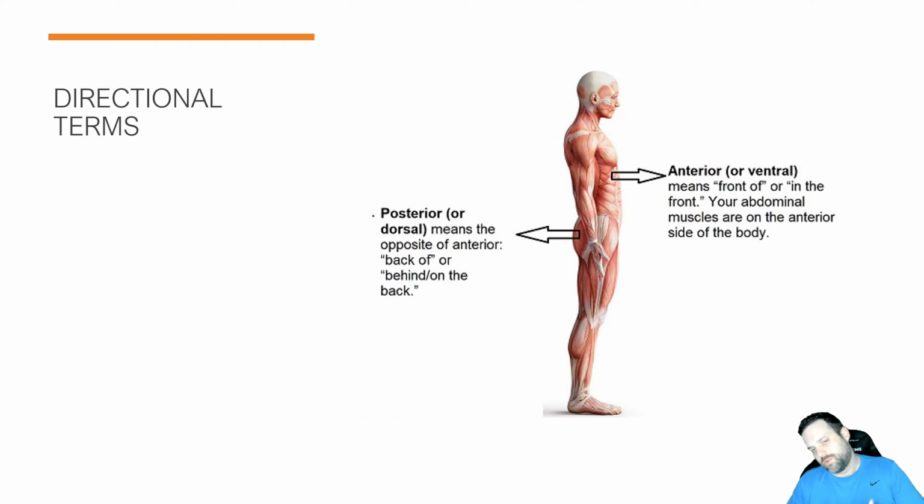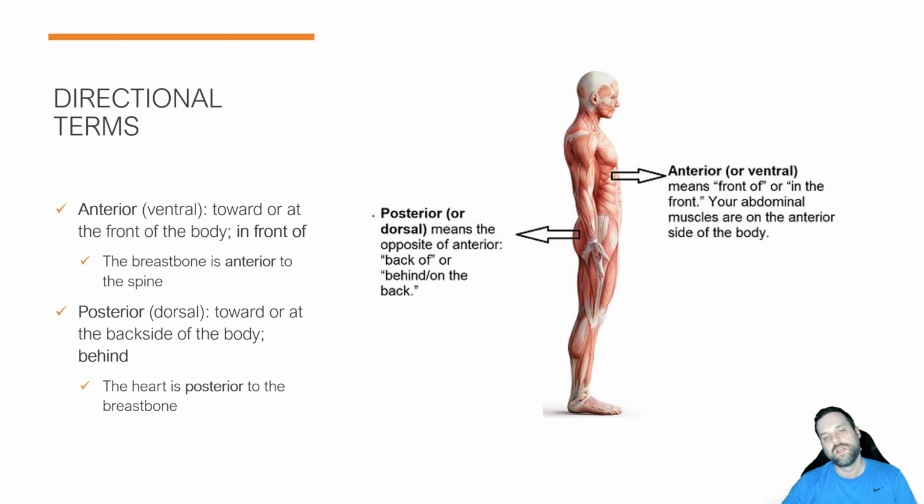Posterior could be your back, towards the back. You lean on a post, right? You lean on a post, towards the back. And dorsal, think of a dorsal fin for a shark, or a fish, right? It has a back fin called a dorsal fin. So posterior is towards the back, anterior or ventral is towards the front. Examples of these would be your breastbone is anterior, towards the front of the spine, right? Posterior would be the heart is behind, or posterior to the breastbone.